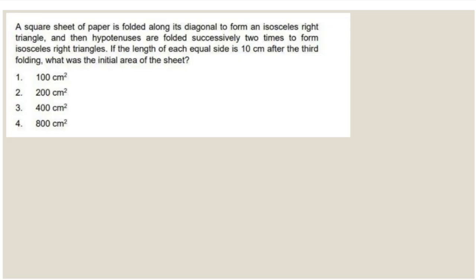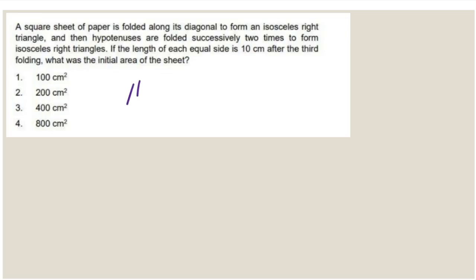The question is: a square sheet of paper is folded along its diagonal to form an isosceles right triangle, and then the hypotenuses are folded successively 2 times to form isosceles right triangles. If the length of each equal side is 10 cm after the third folding, what was the initial area of the sheet? Okay, so after the third folding, we will get an isosceles right triangle, correct?